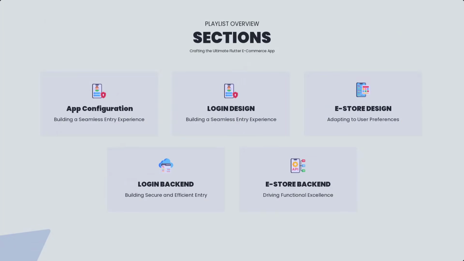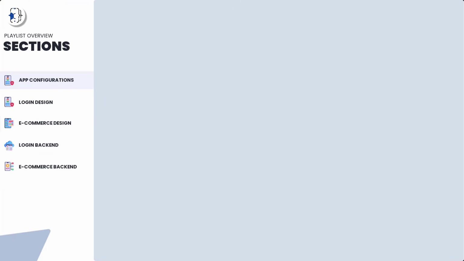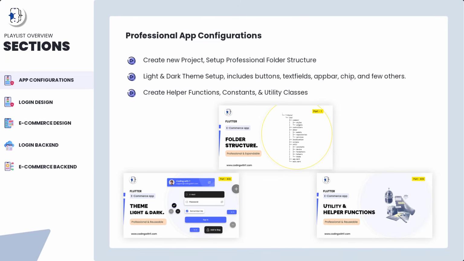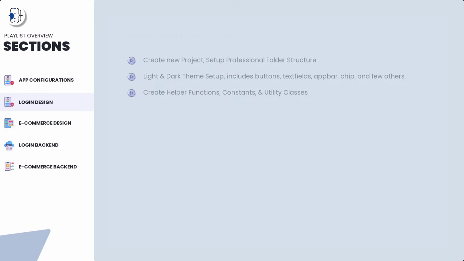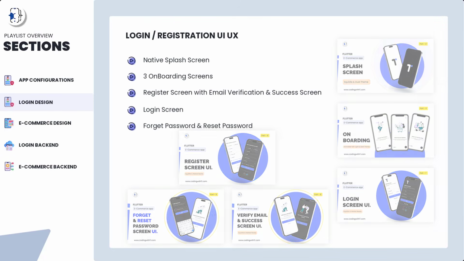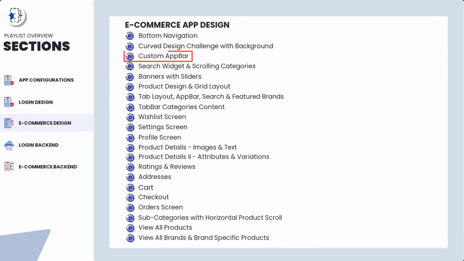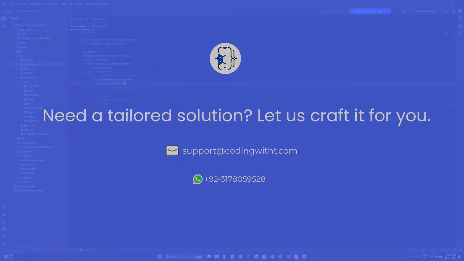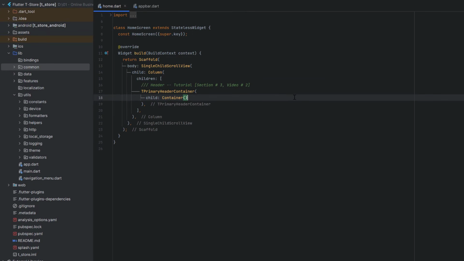So first of all, as you can see, we are creating a Flutter e-commerce application, and we have already covered section 1 and section 2. In section 1, we designed how to set up a professional application, including folder structure, themes, utilities, and much of other things. And in the second section, we learned how to design the login part: login, sign up, and forget password screens. Now officially we are designing the Flutter e-commerce application, and we are about to create the third tutorial. So without wasting time, let's get started with today's tutorial.